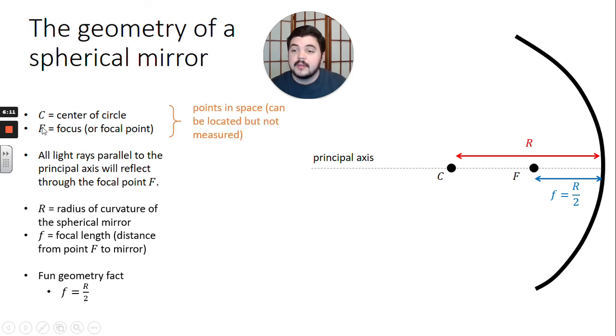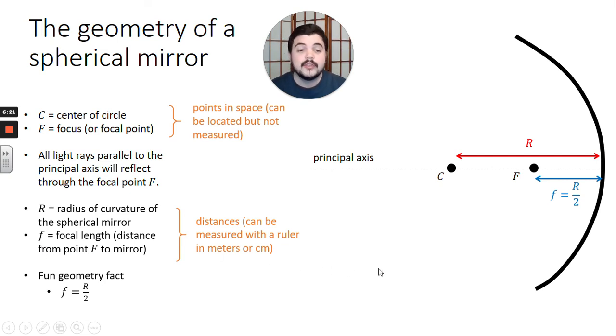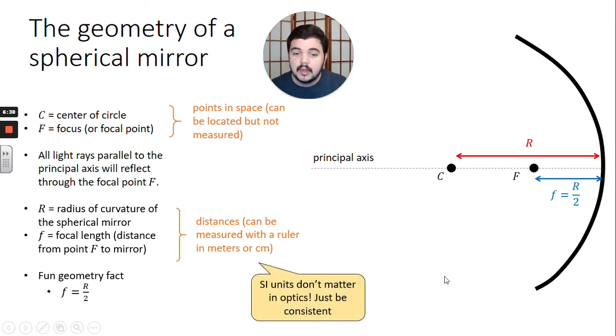So the capital letters up here, these are points in space, so they can be located, but they can't be measured. And then the ones down here, the capital R and the lowercase f, those are distances. We can grab ourselves a ruler, we can measure those in meters or centimeters. Fun fact about a lot of the spheres and lenses stuff that we're doing next is you don't need to use SI units. Centimeters, inches, all of those are fine, so long as you're consistent in the units that you are using. So SI units don't matter, just be consistent.